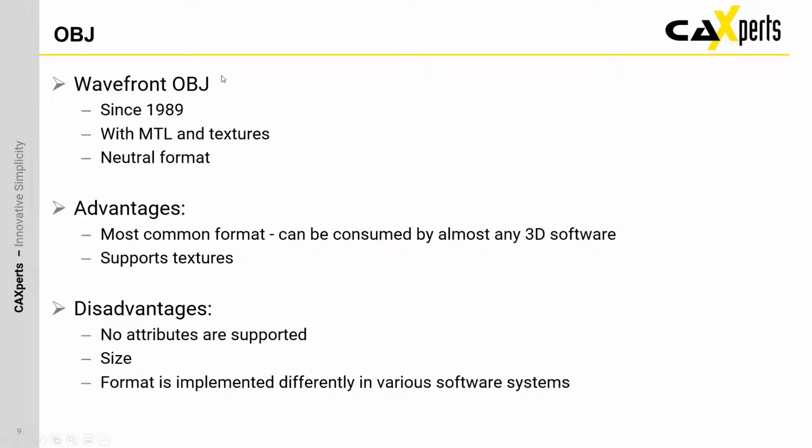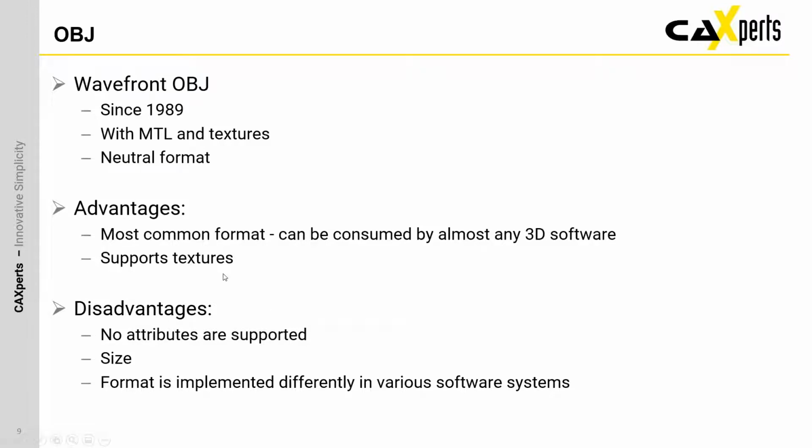So OBJ is a file format which is called Wavefront OBJ. It's on the market since 1989. It does support material and texture files, and it's a very neutral format. And this is already one of the main advantages here. It's the most common format. It can be consumed by almost any 3D software application, and it does support textures.